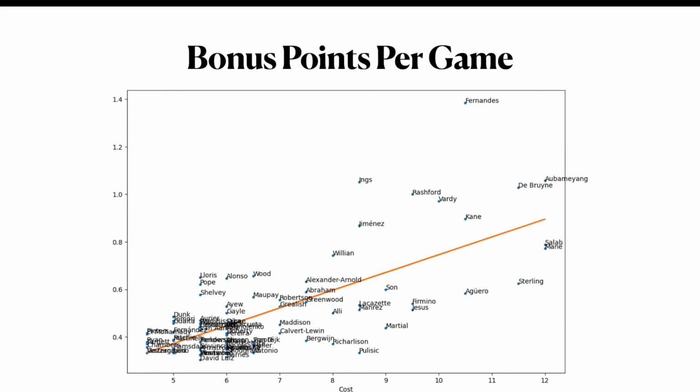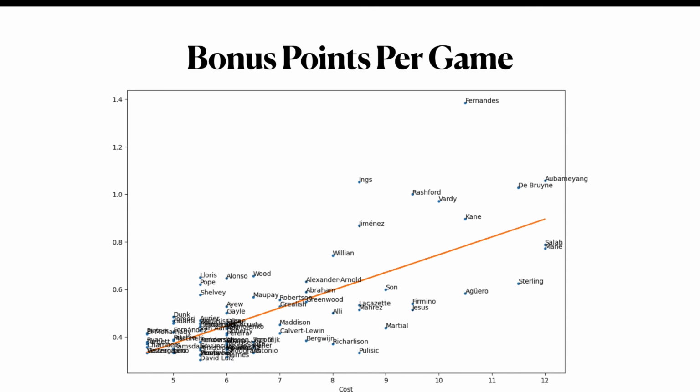And finally, bonus points. This is always really hard to see. Often it's given to the person who scores the most in the match. But what about the 0-0s or the 1-1s? Who starts picking up points there? Or who's that player that sometimes just randomly gets a point and you're kind of confused why? Well, here, this is once again bonus points per game. The players that stand out in terms of getting points regularly are Bruno Fernandes, Ings, Rashford, Vardy, De Bruyne, Aubameyang.